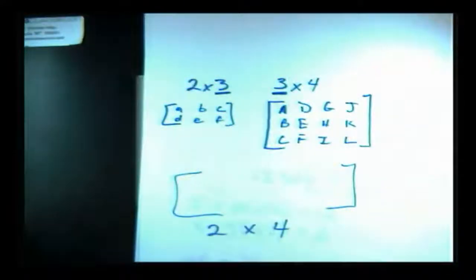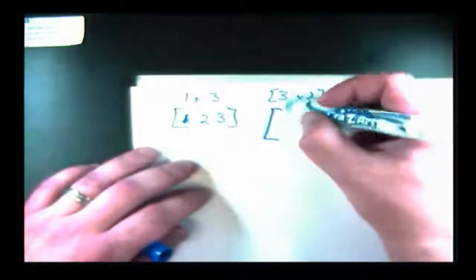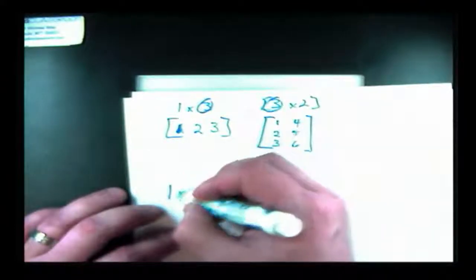And to multiply them, it's row by column. So you have to do what's called the dot product. So we'll simplify this a little bit. A 1 by 3 and a 3 by 2. We'll just do 1, 2, and 3 in that one. And this is 3 rows by 2 columns, so 1, 2, 3, 4, 5, 6. 3 rows, 2 columns. So our resulting matrix, since these match, is going to be a 1 row by 2 column matrix.